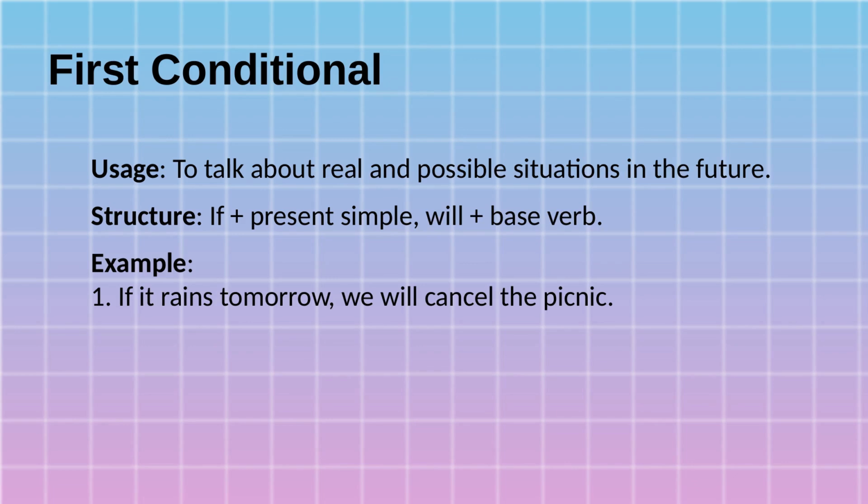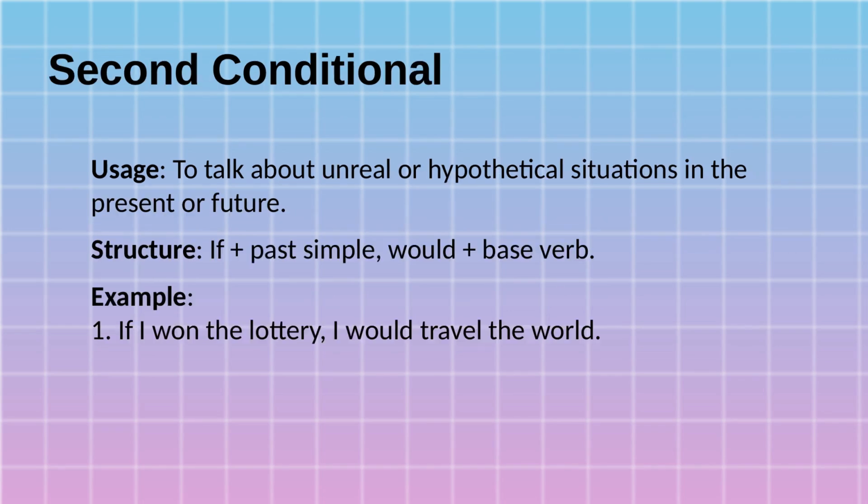Secondly, let's look at the first conditional. We use the first conditional to talk about real possible situations in the future. The structure is if plus present simple, and then will plus the base verb. For instance, if it rains tomorrow, we will cancel the picnic. Easy, right?